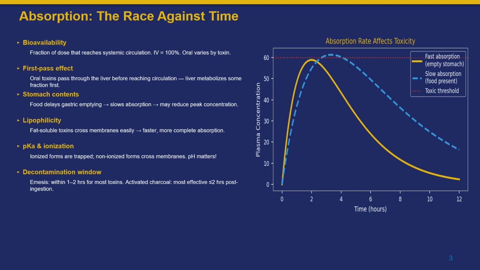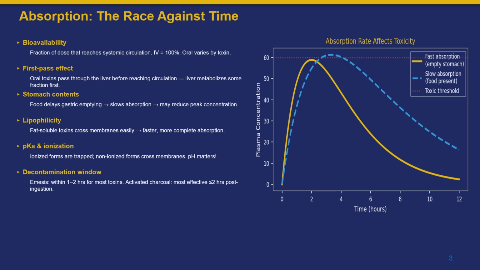Lipophilicity is a big driver of absorption. Lipophilic compounds dissolve in cell membranes and cross easily. Many organochlorine pesticides, for example, absorb avidly through skin and GI mucosa. The concept of pKa and ionization is subtle but important. Weakly acidic toxins are mostly non-ionized in acidic environments like the stomach, where they absorb well. Weakly basic toxins absorb better in the alkaline small intestine. This matters for understanding why ion trapping therapy works.